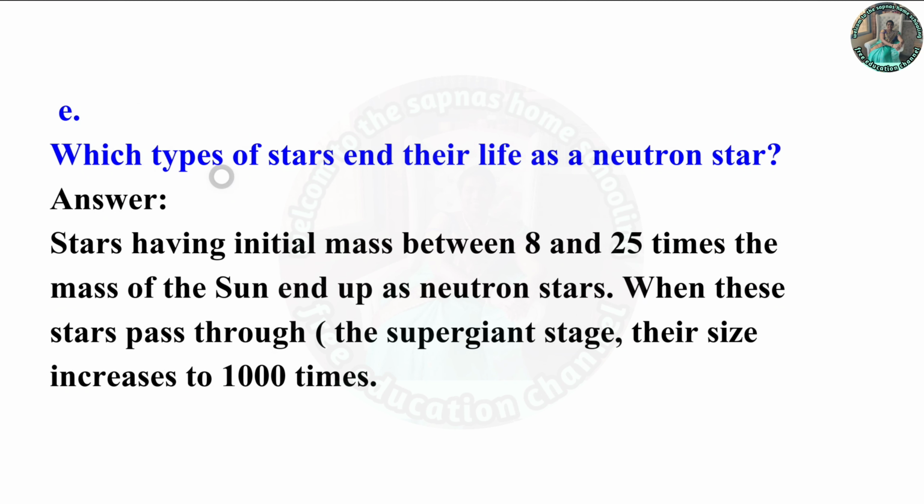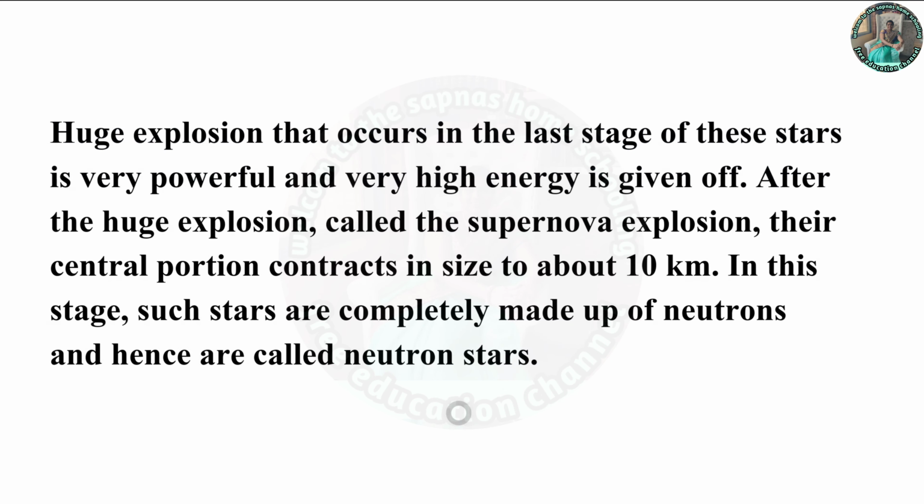Question E. Which types of stars end their life as a neutron star? Stars having initial mass between 8 and 25 times the mass of the sun end up as neutron stars. When these stars pass through the supergiant stage, their size increases to 1,000 times.